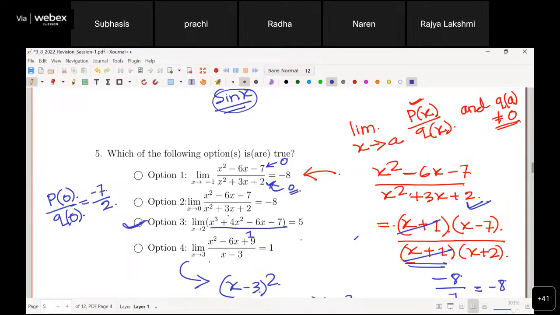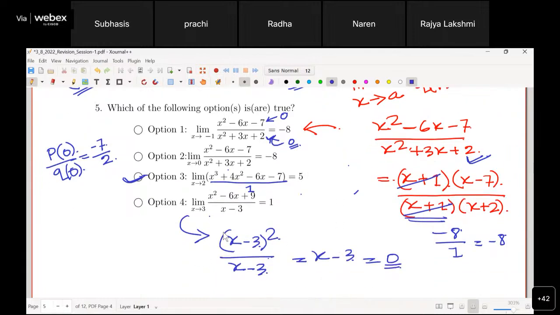Just let me complete. When you are putting this value -1, you are getting 0. That precisely means that for polynomials x plus 1 is a factor. So if p is a polynomial and p of a is 0, that means x minus a is a factor, right? Correct. Yes. So that's it.